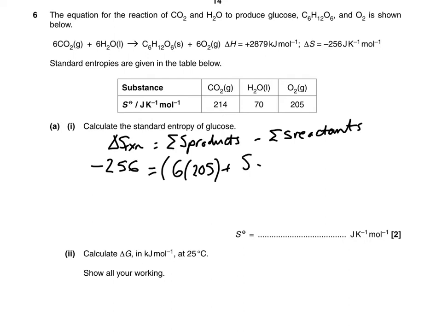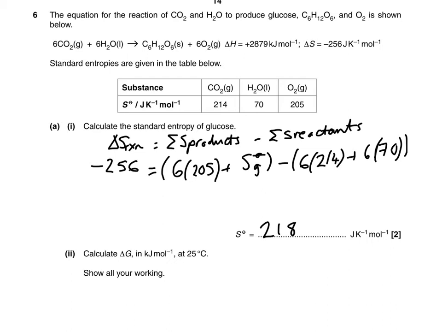So I'm going to call that SG for glucose. And we're going to be deducting 6 CO2 and 6, the entropy of 6 waters. Okay. If you work that through, you should end up with 218 kilojoules per mole.